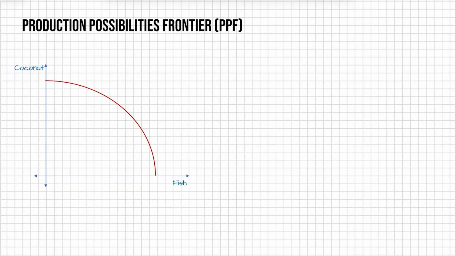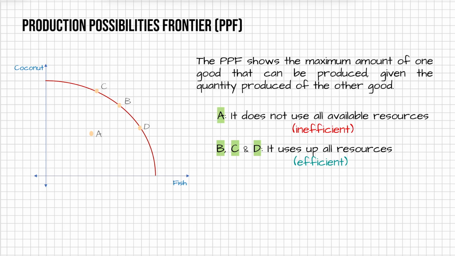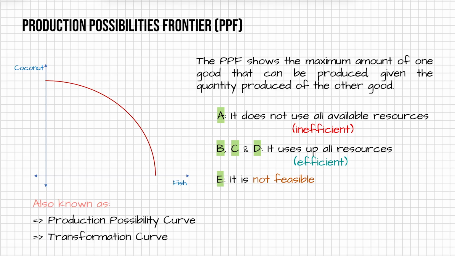The production possibilities frontier shows the maximum amount of coconuts, the good on the vertical axis, that can be produced, given the quantity of fish, the good on the horizontal axis. Along the PPF, production is both feasible and efficient. Inside the PPF, production is feasible but not efficient. And outside the PPF, production isn't feasible at all. The PPF is also known as the production possibility curve, or the transformation curve.